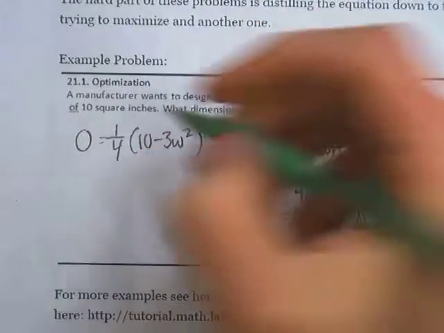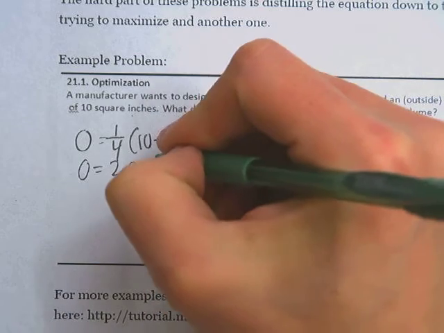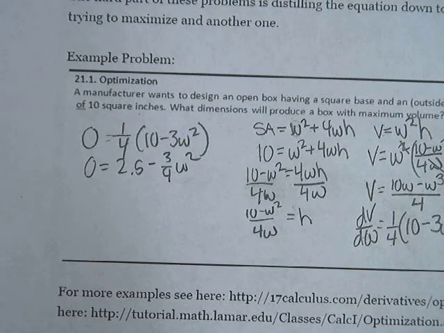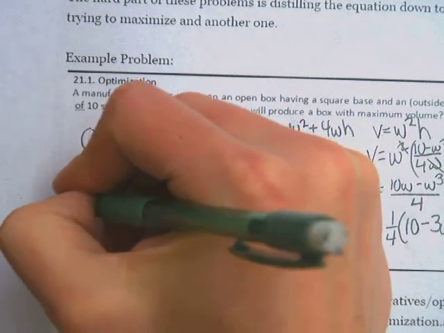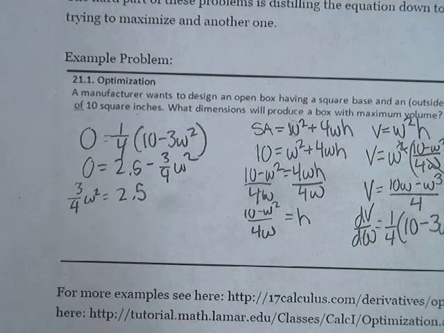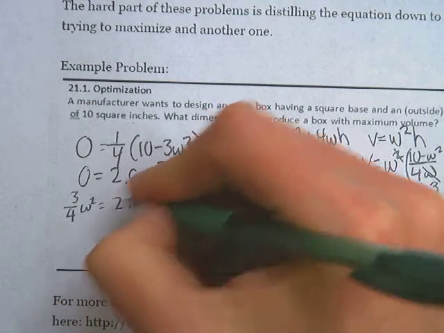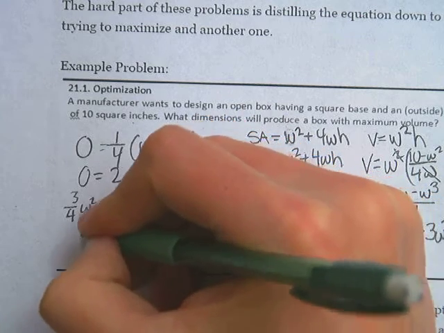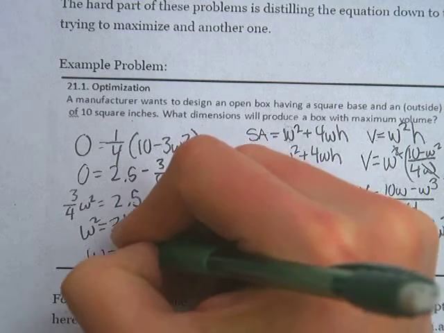So I'm going to distribute the 1/4 in, and I get 2.5 minus 3/4 W squared. Add the 3/4 W squared to the other side: 3/4 W squared equals 2.5. And then I multiply by 4 and divide by 3. Multiply by 4, I get 10. Divide by 3, I get 3 1/3. That equals W squared. And so W is equal to the square root of 3 1/3.